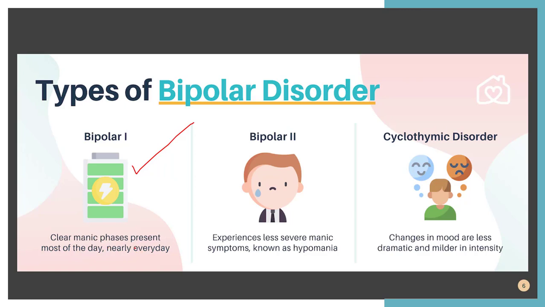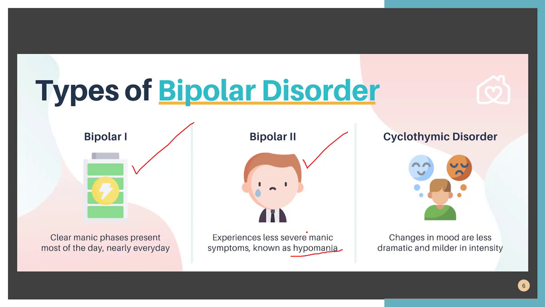Now we'll talk about the second type of bipolar disorder, that is bipolar 2. People with this type of bipolar disorder experience at least one major depressive episode, and they also have at least one hypomanic episode that lasts about 4 days. This type of bipolar disorder is thought to be more common especially in women.